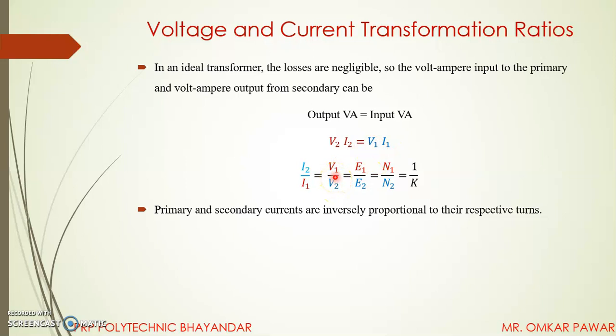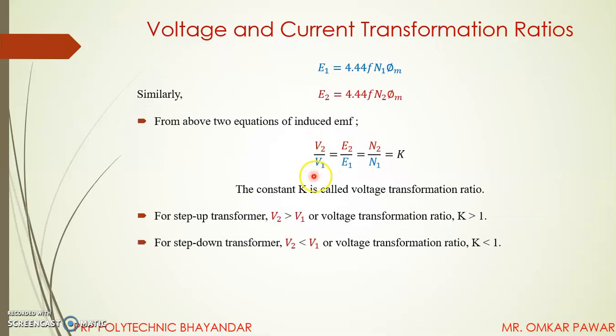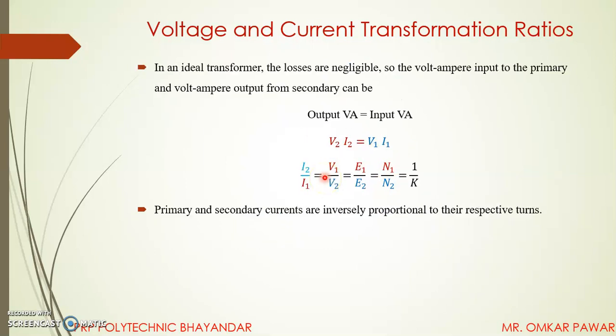We already have the relation V2 by V1, E2 by E1, N2 by N1 is equal to K. So in this case, reversed, V1 by V2, E1 by E2, N1 by N2 is equal to 1 by K. So primary and secondary currents are inversely proportional to their respective turns. That is, I2 is inversely proportional to N2, but V2 and N2 are directly proportional to each other.